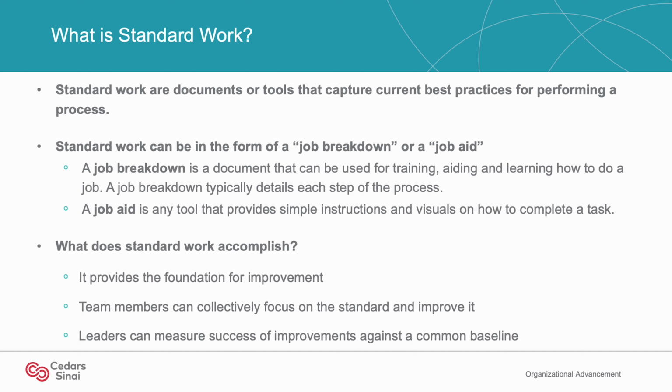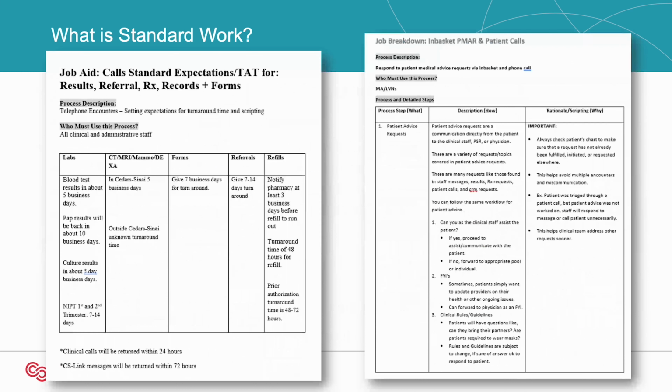A job aid is any tool that provides simple instructions and visuals on how to complete a task, such as a checklist. Standard work creates a foundation for improvement. Team members can collectively focus on standard work, and leaders can measure success of improvement against a common baseline.